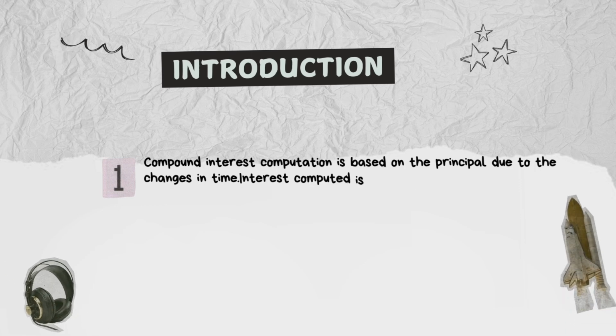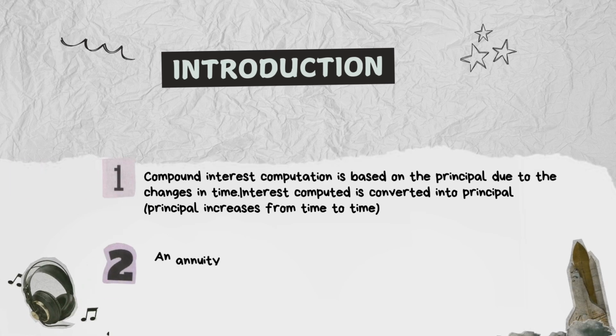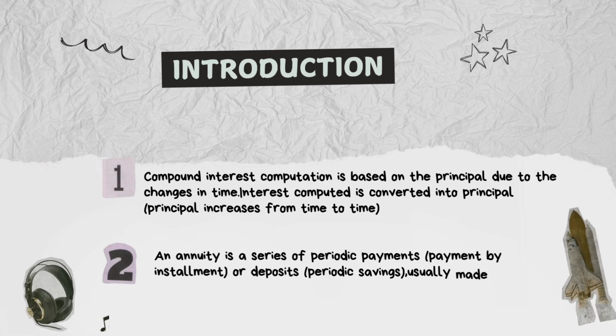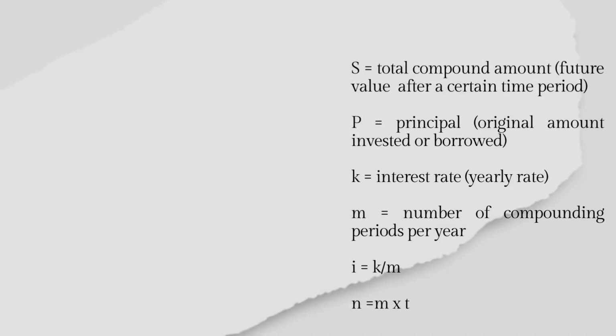What is compound interest? Compound interest computation is based on the principal due to changes in time. Interest computed is converted into principal. Principal increases from time to time. What is annuity? An annuity is a series of periodic payments, payment by installment, or deposits, periodic savings usually made in equal fixed amount at equal fixed interval of time.